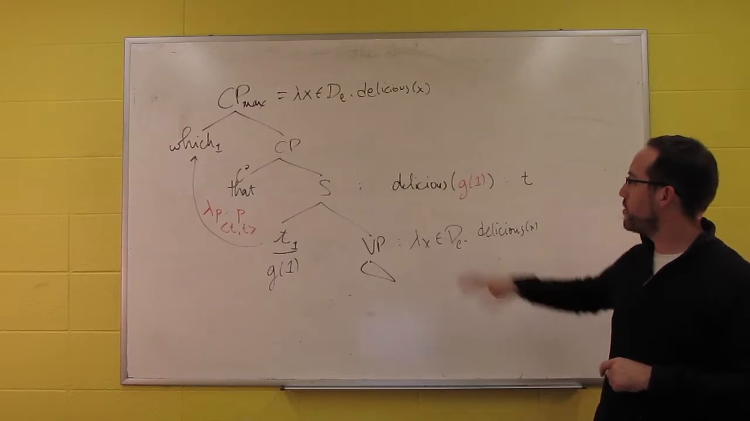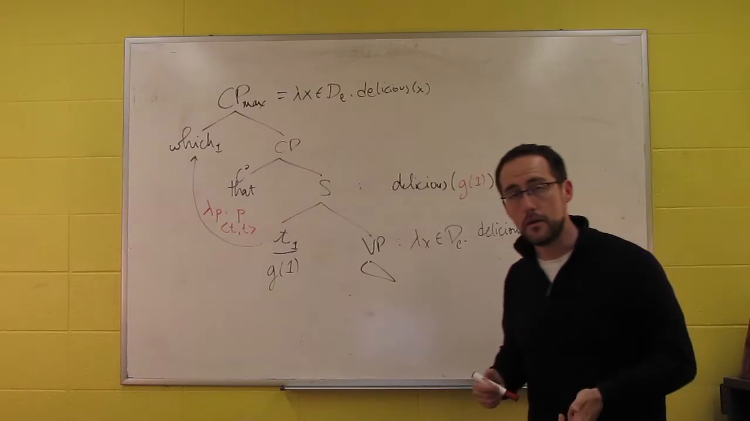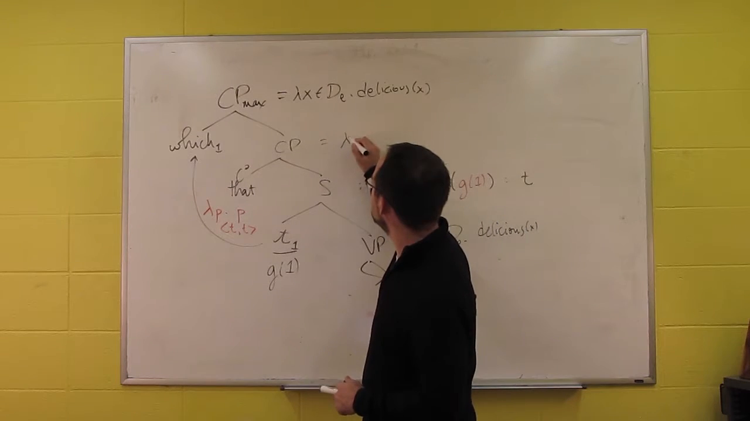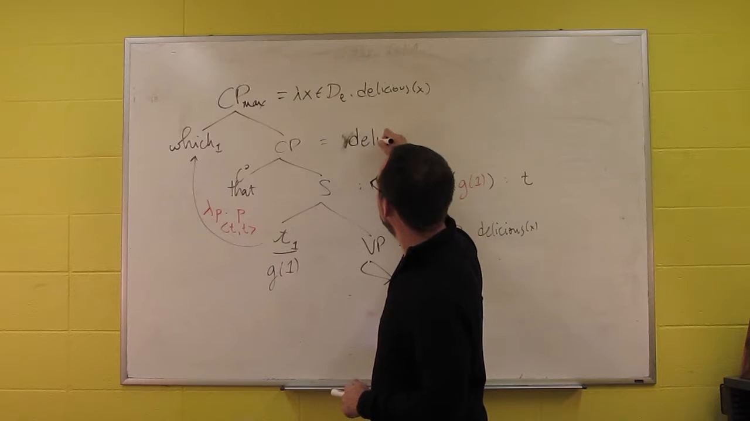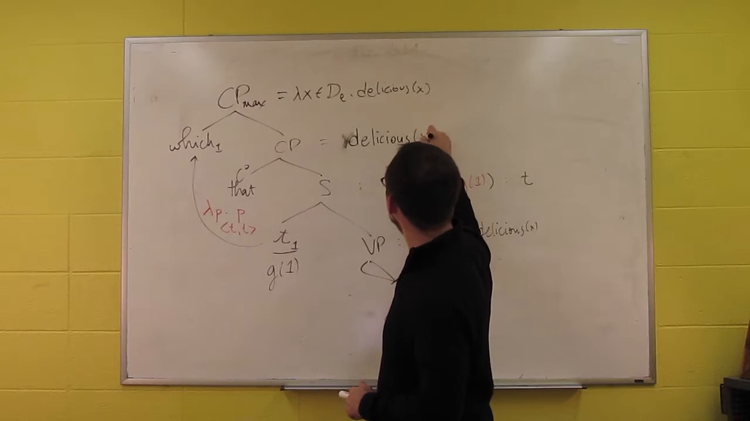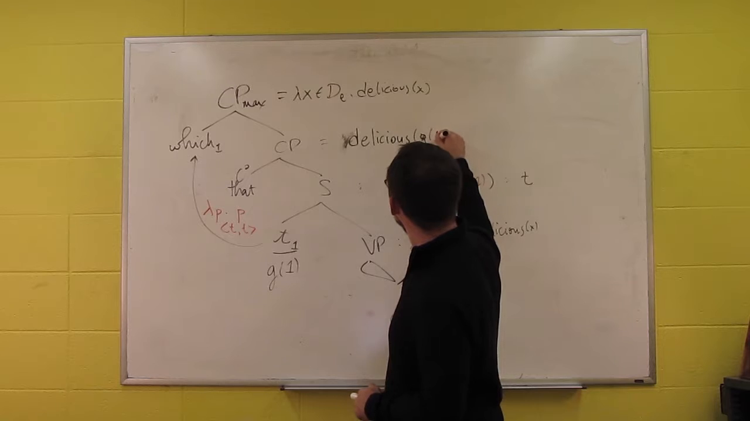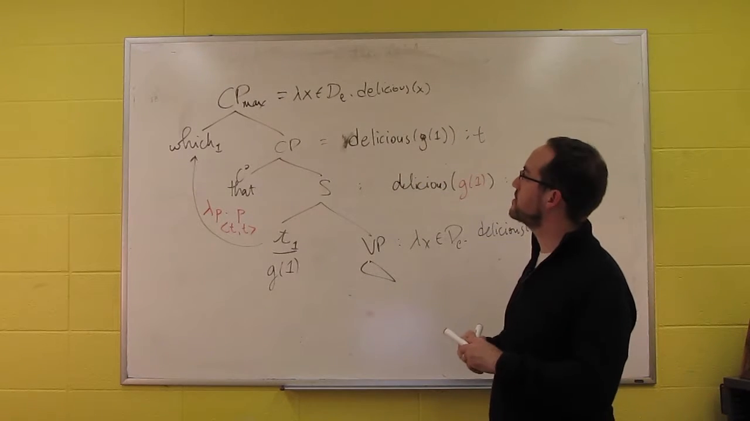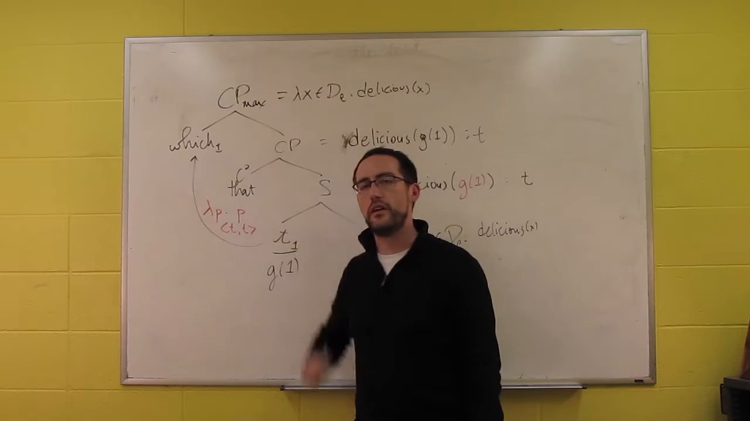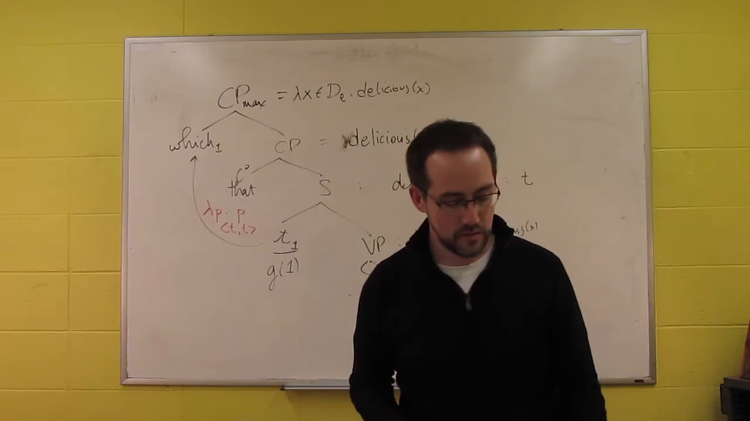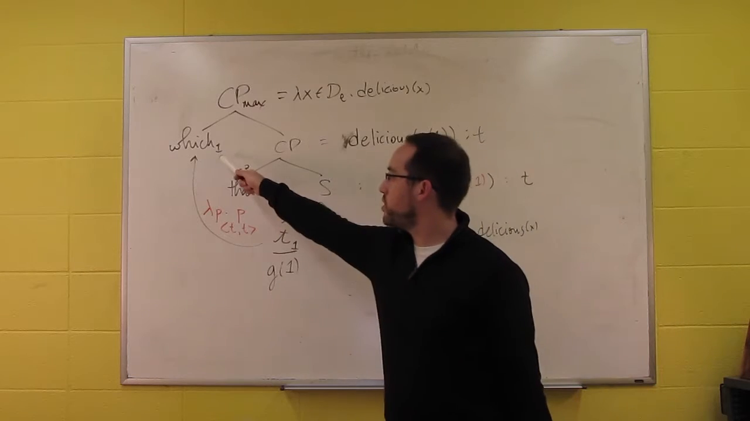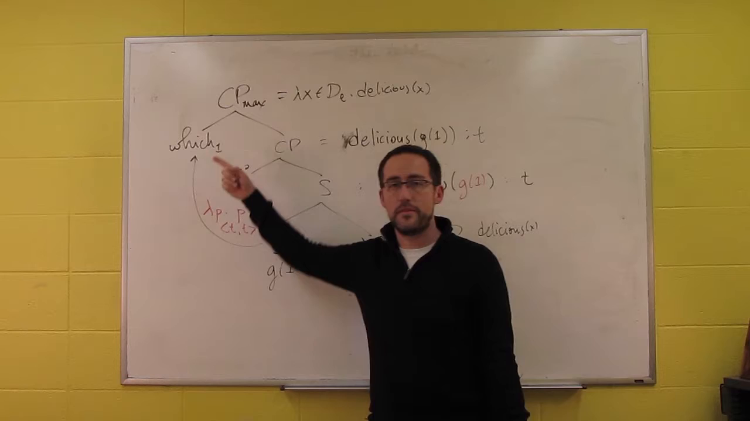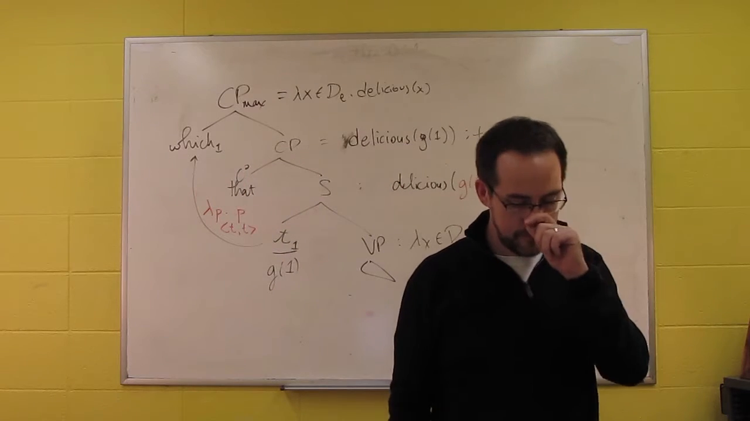Now, we end up with delicious of g of 1 up here. Now, what are we going to do about that? Well, we have this which. We have which has an index, but we're not going to interpret it under the pronoun rule. We can't, in fact, because if we did, we would get g of 1, and we can't combine that with this. This is of type t. This would be of type e. We would be at an impasse.